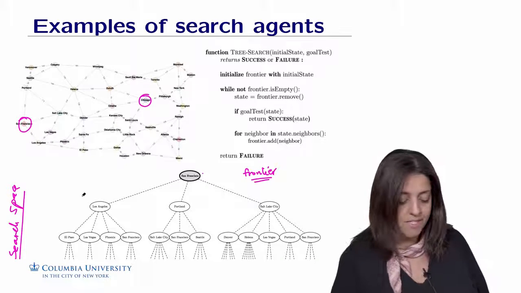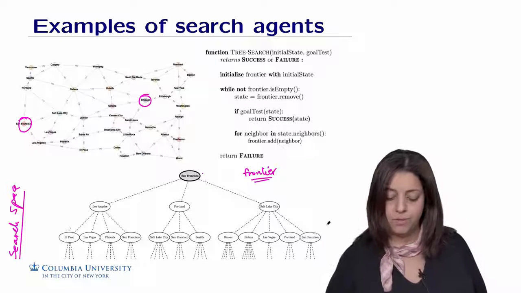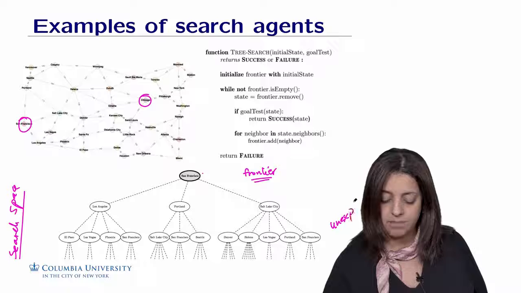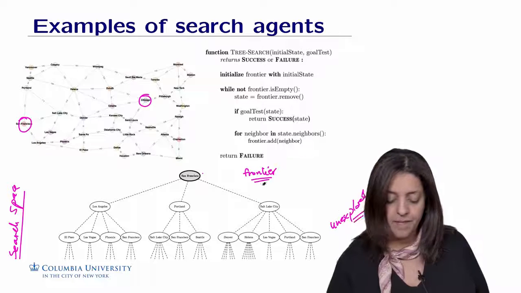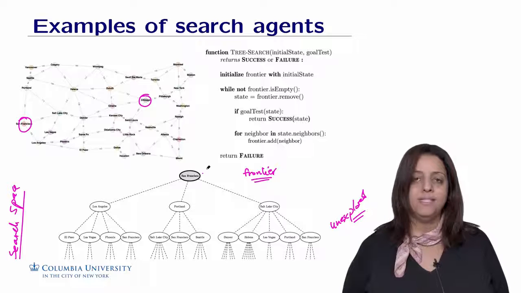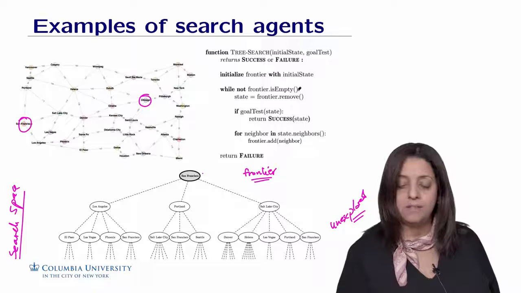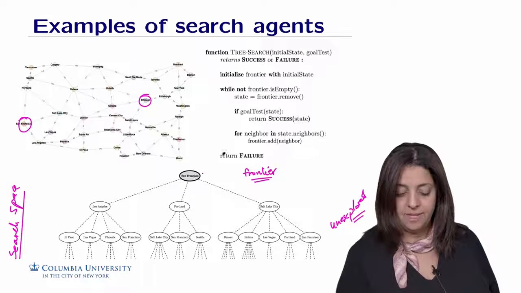All these nodes here are white because they are unexplored nodes. So the white ones are unexplored, and this one is on the fringe. The next step is then to see the children. So we are going to test whether the frontier is not empty. Yes, it's not empty. It has San Francisco.